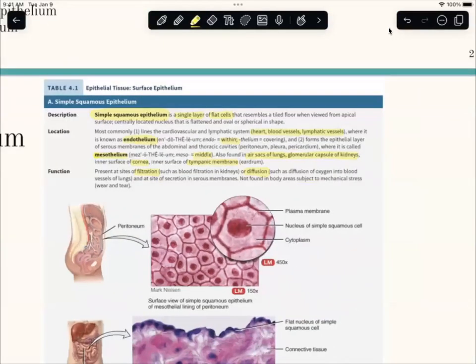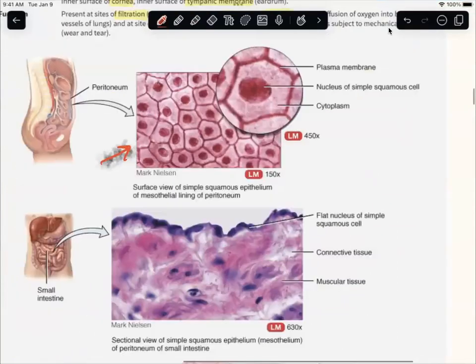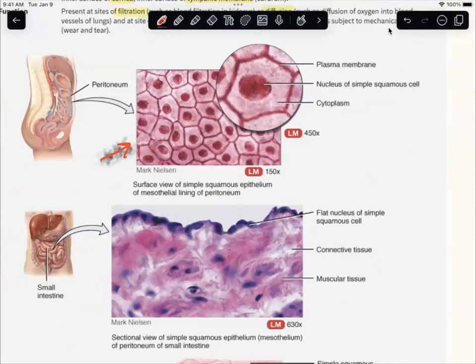So this simple squamous, this flat layer of cells here in this picture, right there. Here's another example. We're looking from the side. This one, the top picture, we are looking down. And this picture is from the side. So here's this single layer of cells.